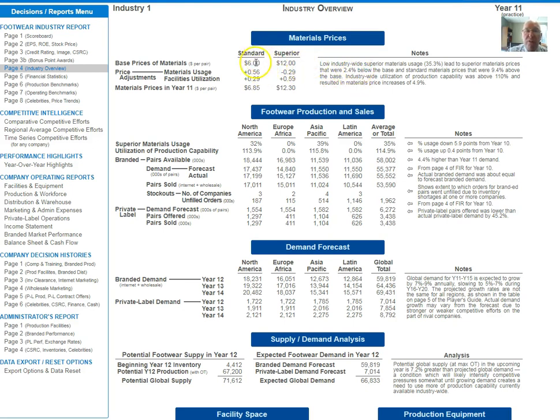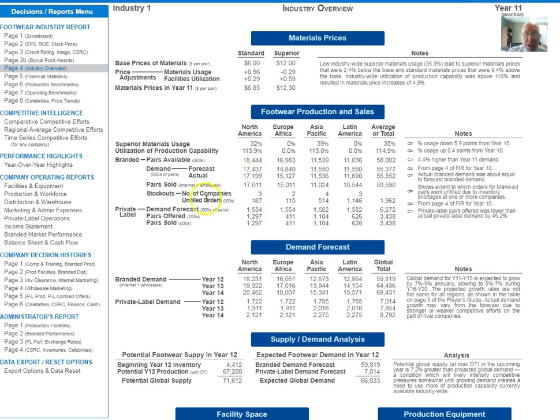This talks about the ratio of standard versus superior material usage, something I'm going to want to take a look at. This talks about utilization of production capacity. You can see that we pretty much used our facilities pretty heavily. And so that's going to signal that in a year or two, it's going to be time to start upgrading facilities to add capacity so we can produce more shoes.